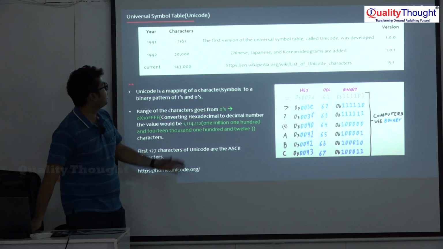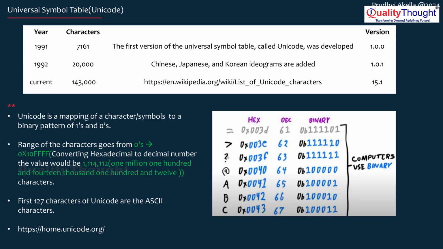So now this is where the Unicode encoding came in. Unicode is a universal symbol code. That means you have lots of symbols, correct? The first 127 symbols of your Unicode table are still the ASCII characters. That means starting from 0 till 127 are still the ASCII characters. Now from 127 you have lots of other symbols, correct?